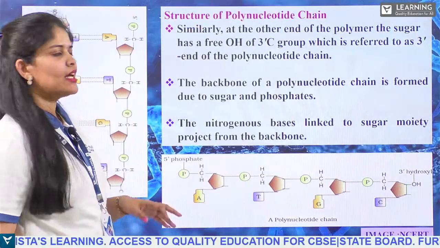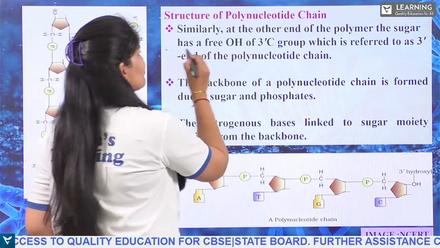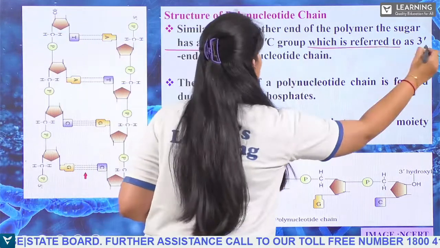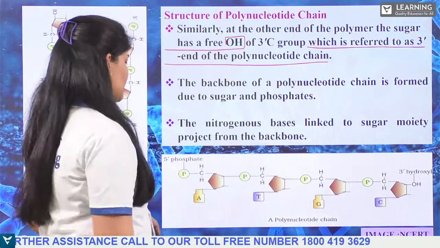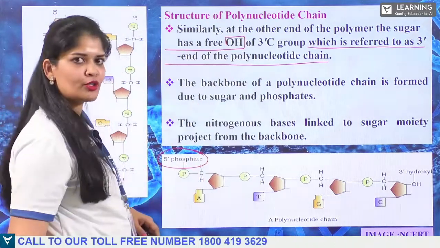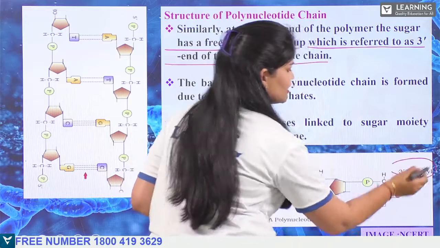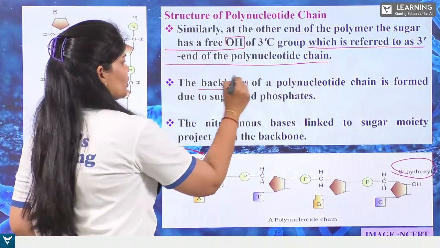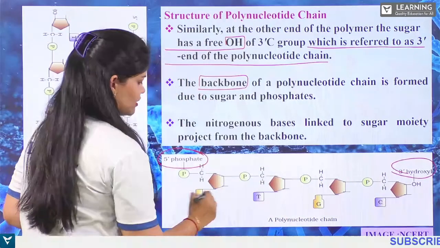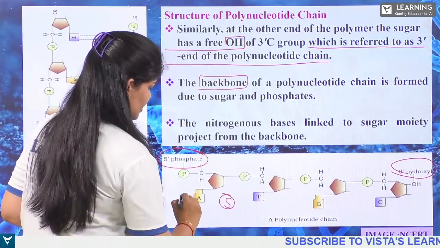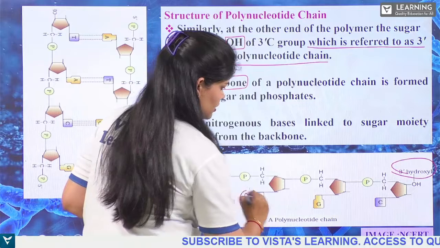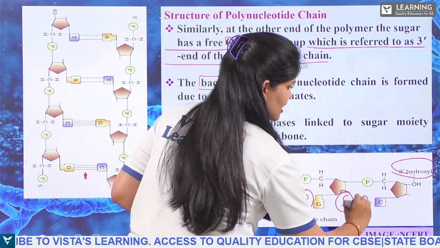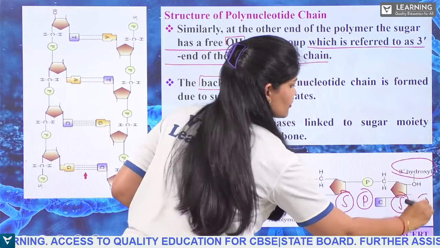Similarly, at the other end of the polymer, the sugar has a free hydroxyl group at the 3' carbon, which is referred to as the 3' end of the polynucleotide chain. Here we find the 5' end of the polynucleotide chain, and here the 3' end. This is the backbone. We have sugar, phosphate, sugar, phosphate, sugar, phosphate, sugar, phosphate.